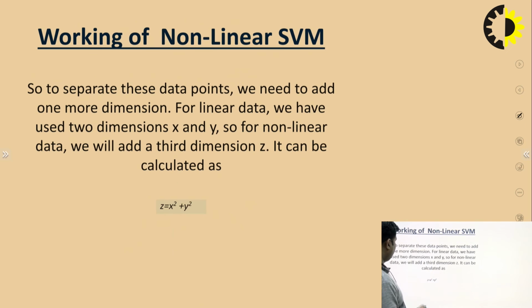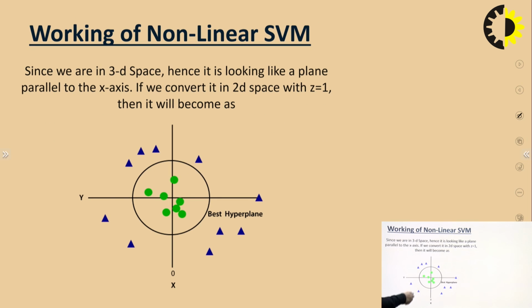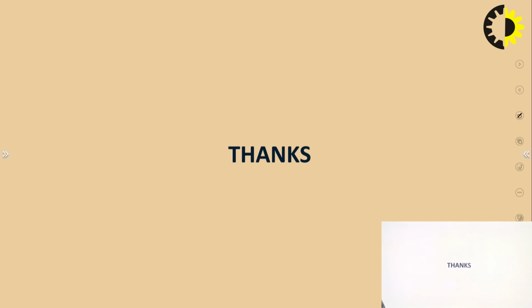So we simply use this formula. With the help of this formula, we add the new z dimension as the third dimension, and this gives the 3D space. With the help of the 3D space, we can divide the data, and we divide the non-linear separable data with the help of the best hyperplane. This is the way to handle non-linear separable data.